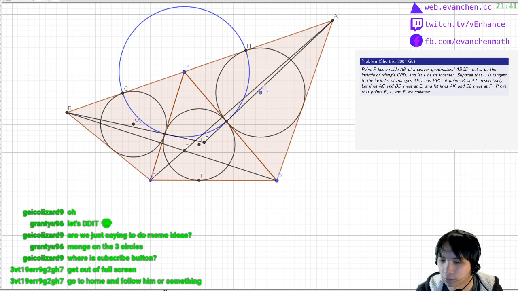Wait, this circle is so strong. Okay, does that do anything if I mark those two points? I have the circle with diameter UV. I is the pole. What is F?